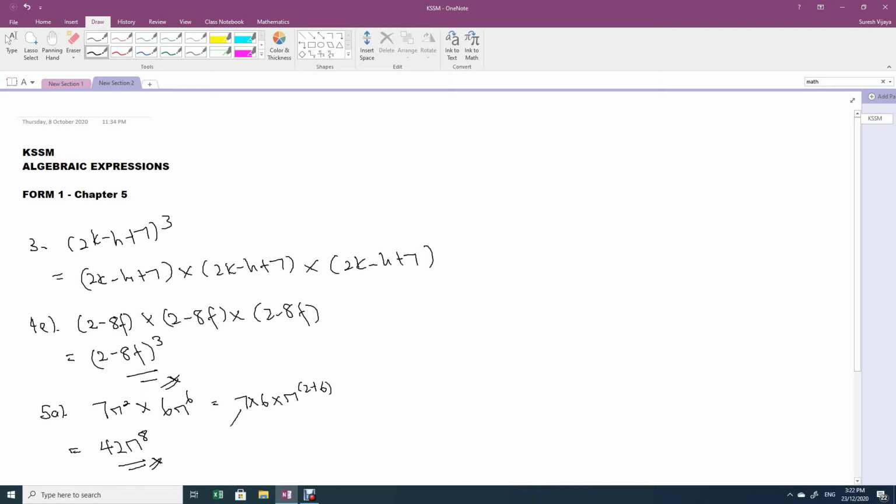So do not mix up multiplication and addition, yeah. For multiplication, we have to multiply the numbers, and also for the variables we have to add up the power. Yeah. So question B, so we have 5xy to the power of 3 times negative 2x to the power of 4y.